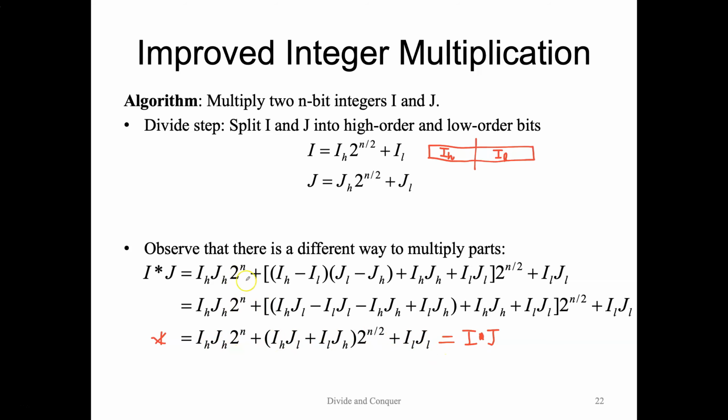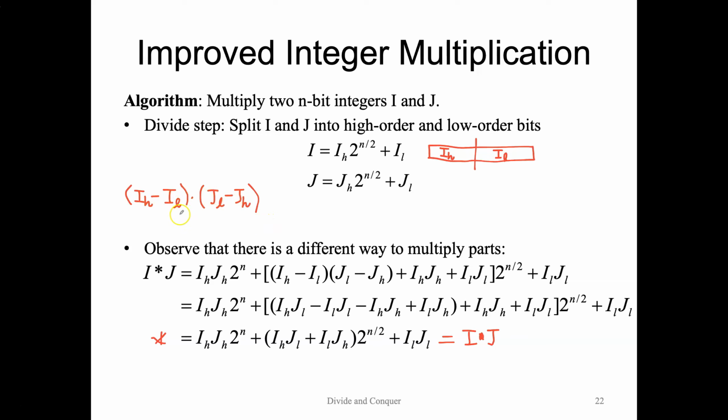Now, before we get to that, though, I want to show you the product of the following term. Now, this might seem kind of weird to consider at first, but we'll see how we can use this moving forward. So let's take the higher order bits of I minus the lower order bits of I times the lower order bits of j minus the higher order bits of j.